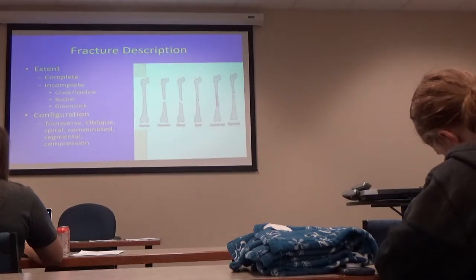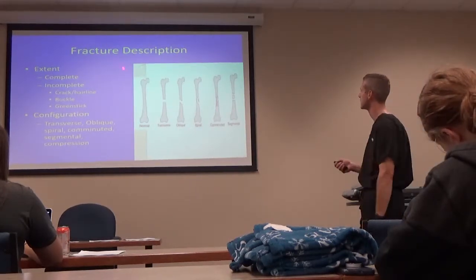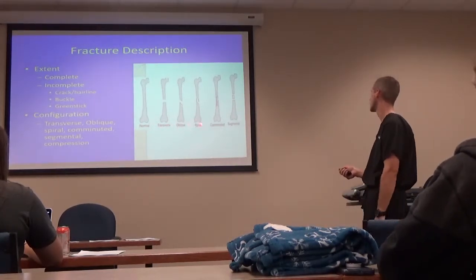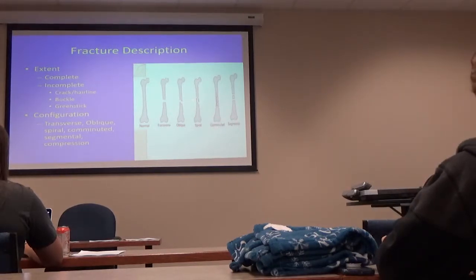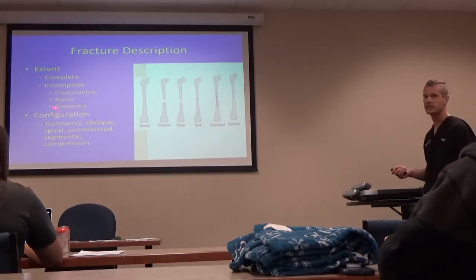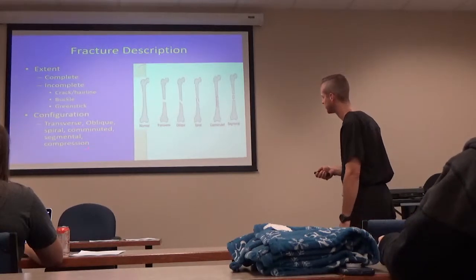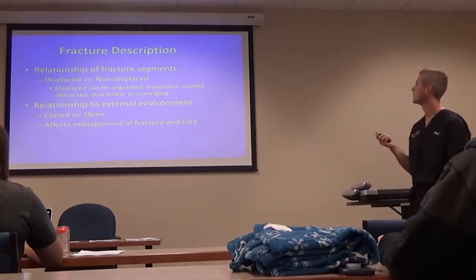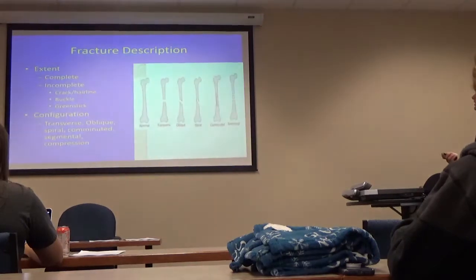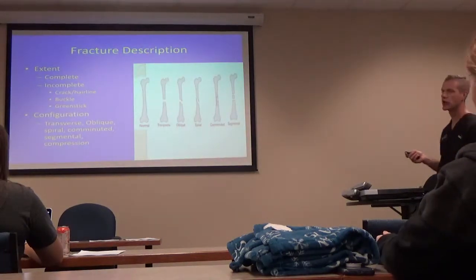And so here we have all sorts of different fracture morphologies: transverse, oblique, spiral, comminuted, segmental. The extent is a complete fracture or an incomplete one: crack, buckle, greenstick. Those are all incomplete fractures that don't extend all the way through. Configuration here. And so these are all nomenclature that we're going to use to describe fractures.